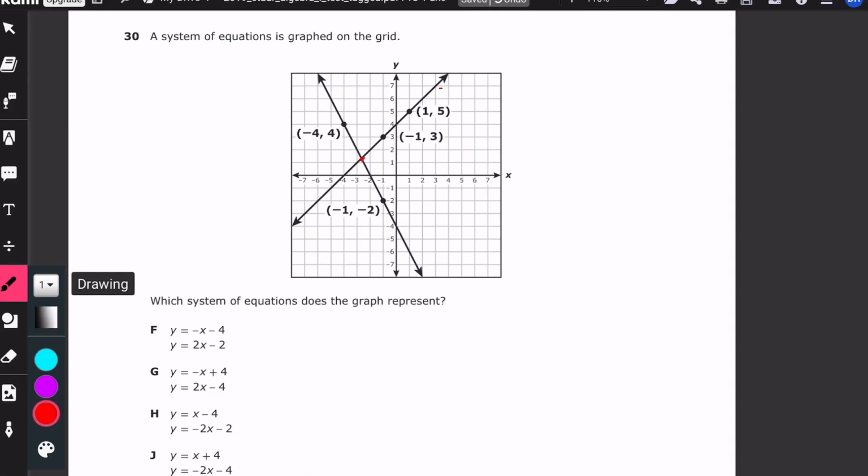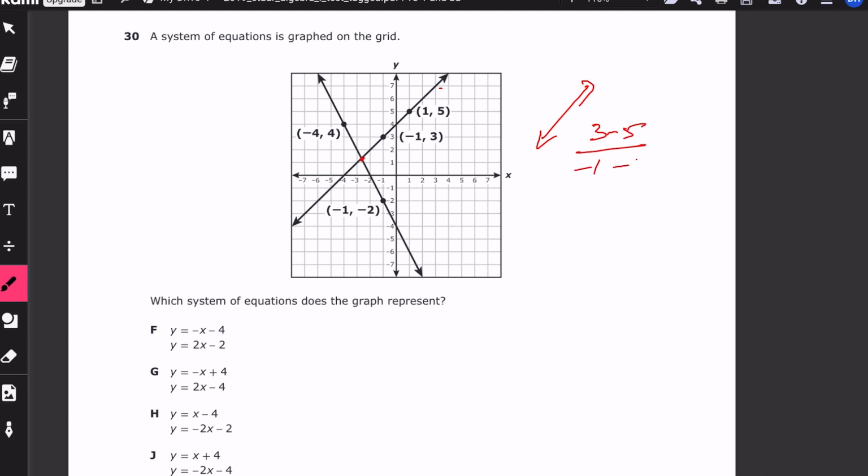A system of equations is graphed on the grid. Which system of equations does the graph represent? So now we'll find out the equation of this graph and the equation of this graph. Then we can tell the point of intersection very easily. We'll first take the slope for this graph here. You're getting 3 minus 5 divided by minus 1 minus minus 1, which is equal to minus 2 by minus 2, which is equal to positive 1. So positive 1 is the slope for this, so it can be H and J.